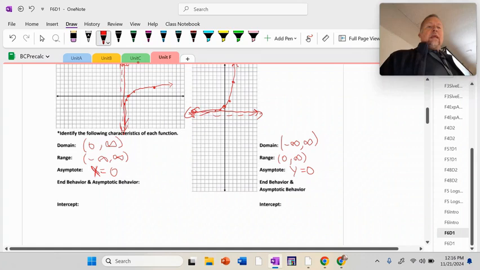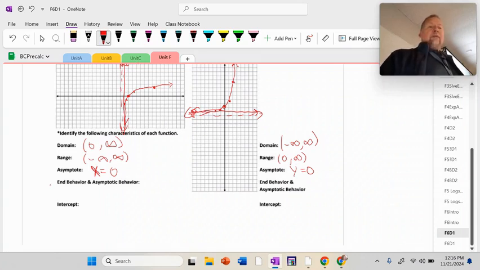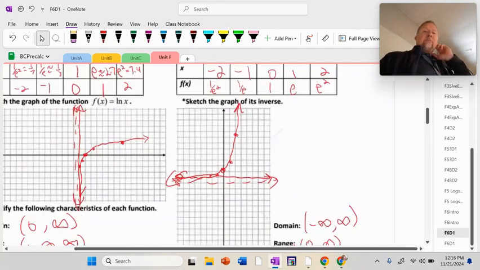All right, and then end behavior as opposed to asymptotic behavior. When you look at the end behavior, that's going to the right, the end of the graph. There's only one end. And this end is when you go off to infinity for x. Very slowly, we go to infinity for y.